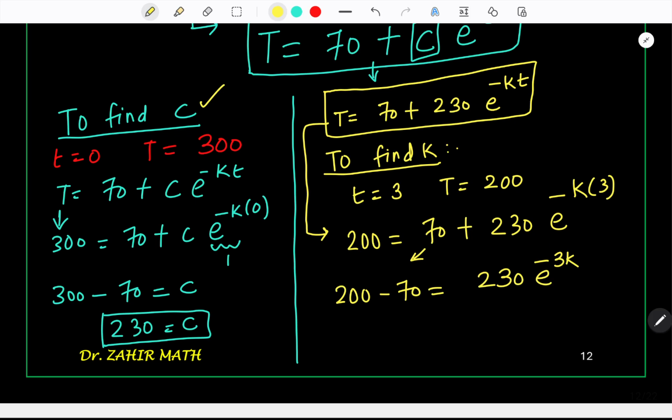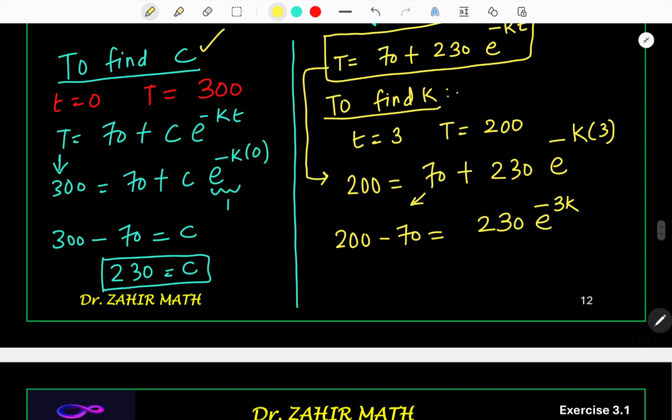Teacher, can I do it directly? Okay, try. If you get the answer, it's well and good. So 130 equals 230 e power minus 3k. At least put this stage, it will be okay for you. So 130 equals 230 e power minus 3k. Shift calc equal.